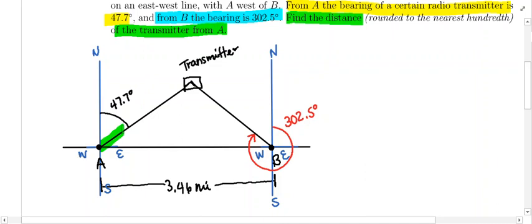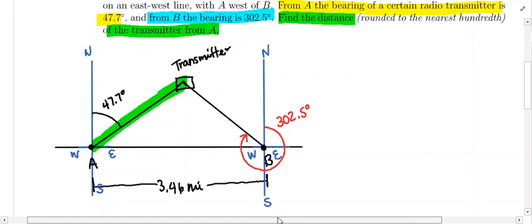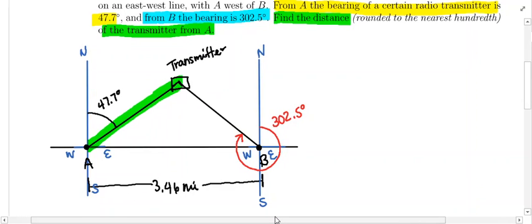Okay, so you're going to be finding this side right here. Yes, I drew the transmitter as a box, but remember, for our purposes, it's really just a dot. It's located at this top vertex of the triangle. We're trying to find this green distance, rounded to the nearest hundredth. All right, so let's do some work here. Like I said, we have a triangle involved.